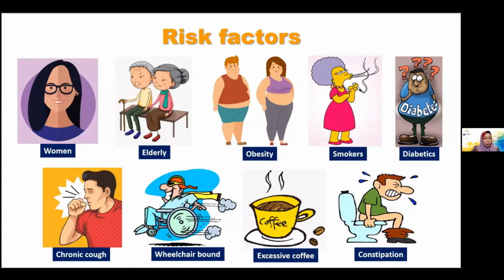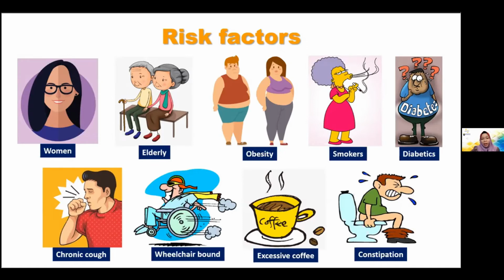The same goes for those with chronic cough. Stress incontinence is related to that. Patients who have tuberculosis or post-COVID, some patients tend to cough and don't go for treatment. They might leak urine because of stress urinary incontinence, from increased intra-abdominal pressure. Wheelchair-bound patients with neurogenic bladder are also related to urinary incontinence.